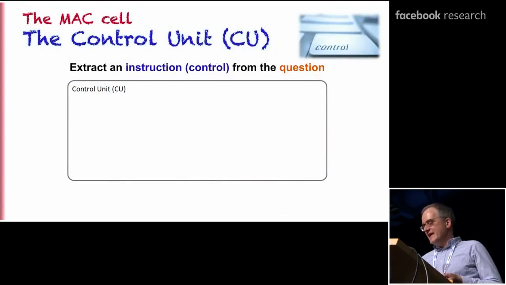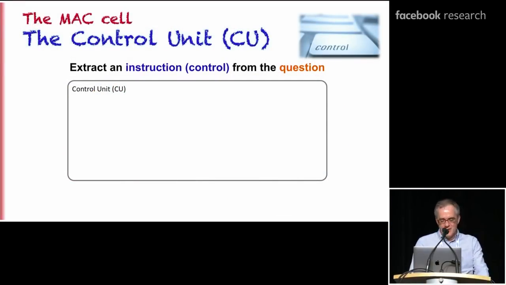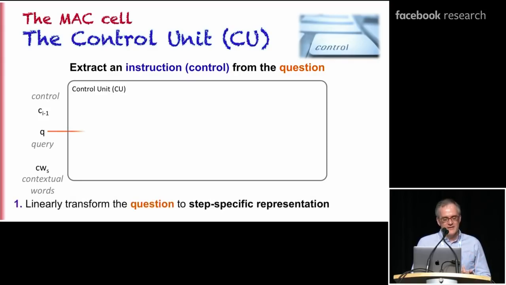So quickly, in one more level of detail, though this is probably slightly more detail than you could absorb off PowerPoint slides, I'll just say a minute or two about how we get down into the details of what things do. Okay, so this is the control unit. The control unit has as its inputs the previous control state, the query that's the summary of the query to perform, and the contextual words. And first of all, it calculates a time-specific query representation through a linear layer.